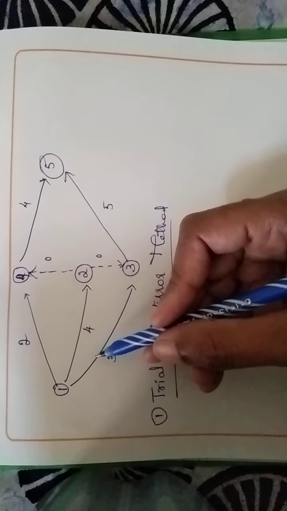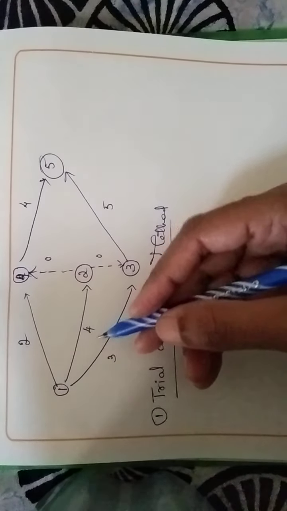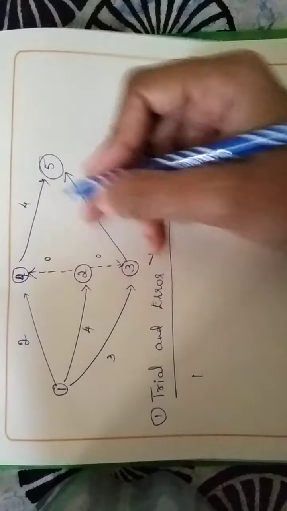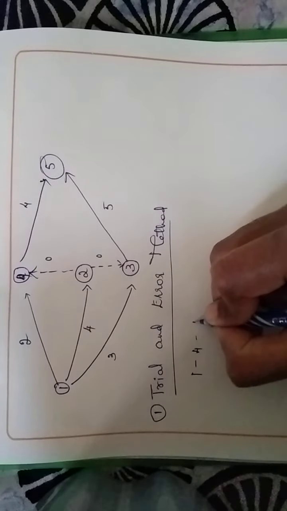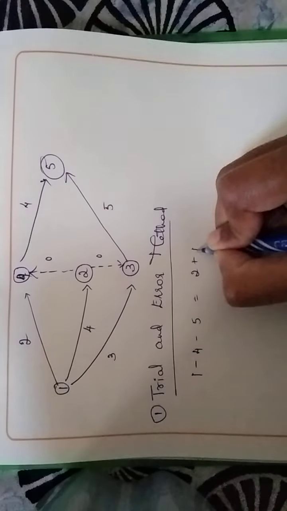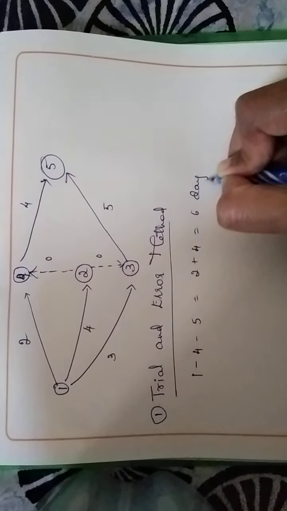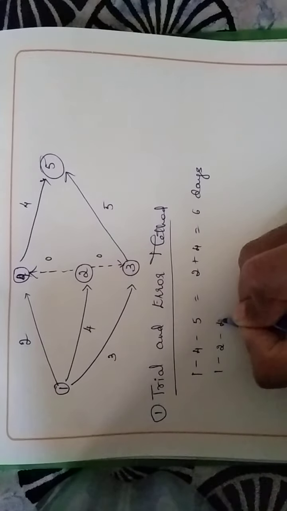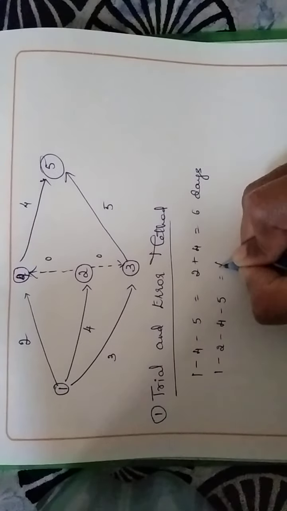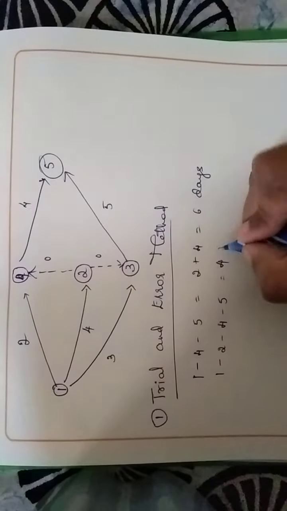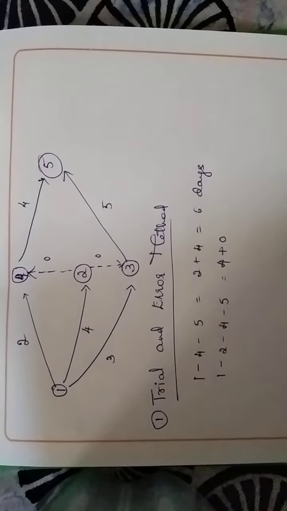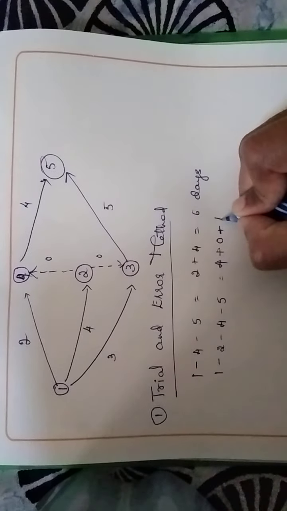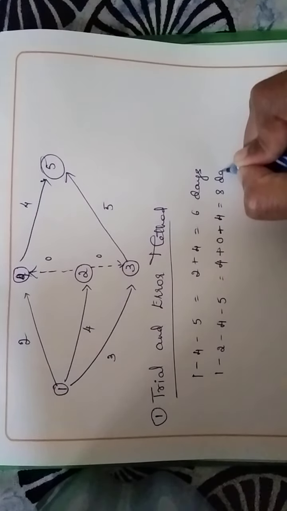So here what we do is we have to write down the possible paths in the network diagram, all the possible paths. So first I'll start from here. So 1 to 4, 4 to 5. So that is equal to 2 plus 4, that is equal to 6 days. Okay. Second path is 1 to 2, 2 to 4 and 4 to 5. 4 plus 0. So since it is a dummy, lines are drawn, the resources and days used are 0, and 4 to 5 it is 4, so 8 days.